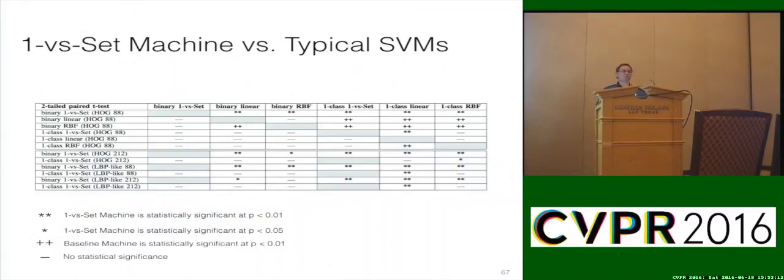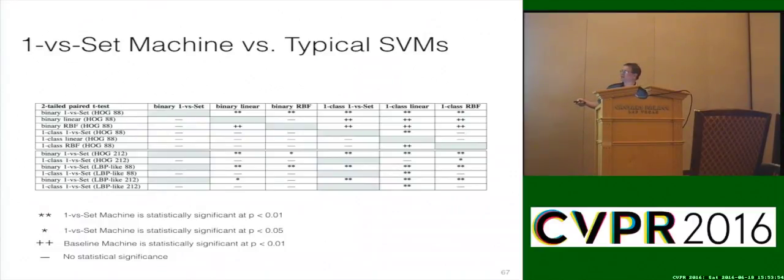In this table, we're showing a two-tailed paired t-test of whether one algorithm was significantly better than another. This row, binary 1-vs-set with HOG, was significantly better than binary linear, binary RBF, the one-class 1-vs-set, the one-class linear, and the one-class RBF. Those double stars mean that this algorithm outperformed all those algorithms at a statistically significant level of 0.01. If it's just one star, it's 0.05.